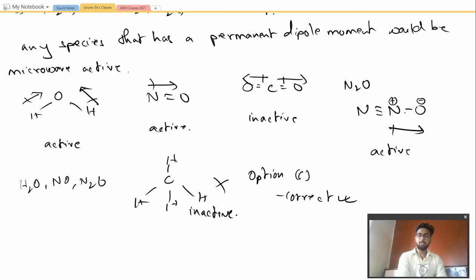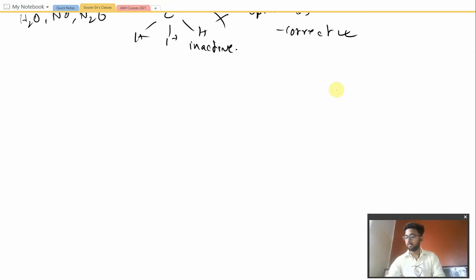Moving on to the next question, that is question number 50. It says that for a second order decomposition of a compound, the time taken to reduce the initial concentration by a factor of half is 10 minutes. So T half is given to be 10 minutes.